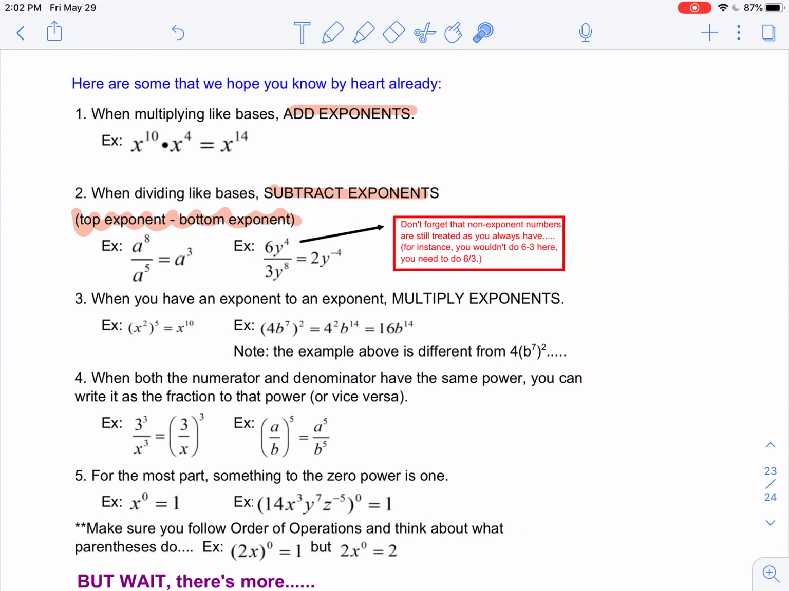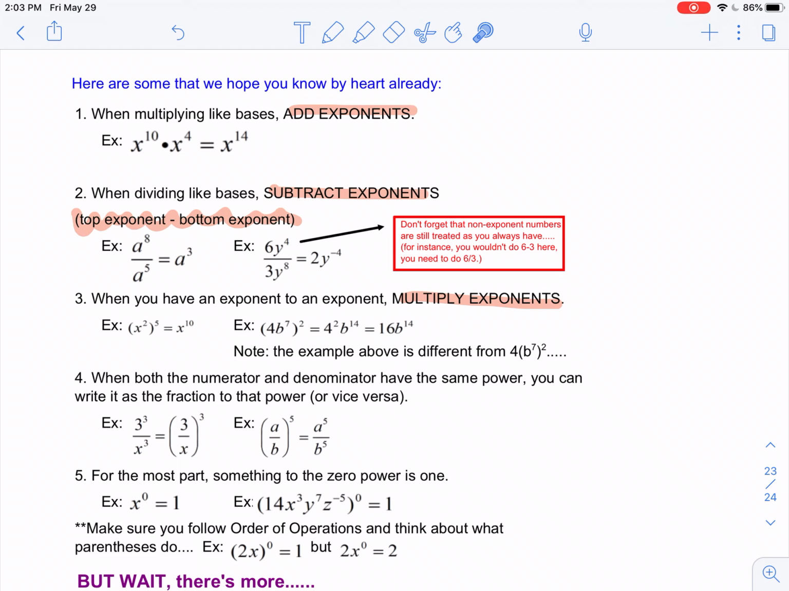When you have an exponent to an exponent, you're going to multiply those exponents, right? So when you have something like x squared to the 5th, that's x to the 10th. Okay, don't forget that you need to make sure that if you have regular numbers, you're treating them the exact same. So if I have a bunch of stuff in parentheses, I'll do a power. Everything gets that power, right? So 4 times b to the 7th, all of that squared. That means I'm going to have 2 copies of 4, so 4 squared. And I can use the exponent rule we just talked about, and 7 times 2 is 14, and so my final answer could be 16b to the 14th.